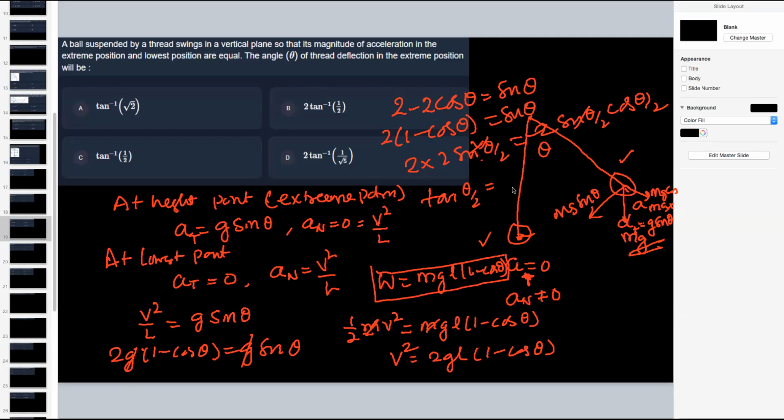Tan theta by 2. Yes, we are getting it as 1 by 2. Then theta by 2 equals tan inverse 1 by 2. So your theta is 2 tan inverse 1 by 2, which is your answer. Okay. We go for the next problem.